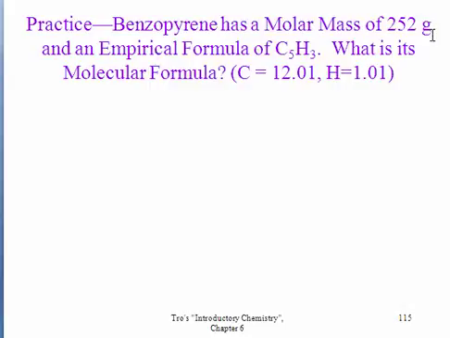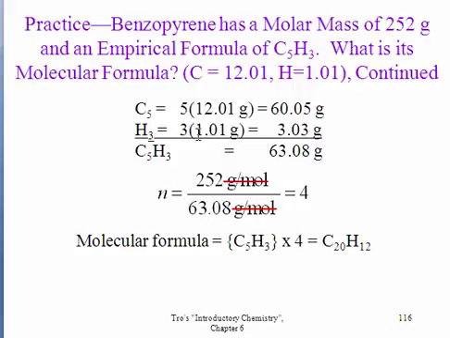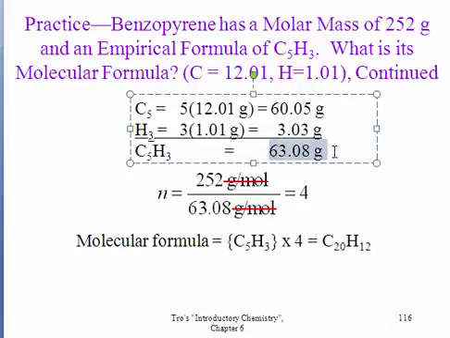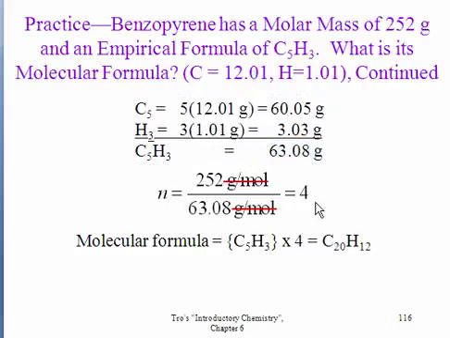Benzopyrene has a molar mass of 252 grams and an empirical formula of C5H3. What is its molecular formula? And they're being kind here and giving you the molar mass of these two elements. So the first thing we want to do is calculate the molar mass of our empirical formula, C5H3. 5 times 12.01, 60.05, 3 times 1.01, 3.03. Here's the molar mass of our empirical formula. We divide that into the molar mass of our actual chemical, and we get 4.